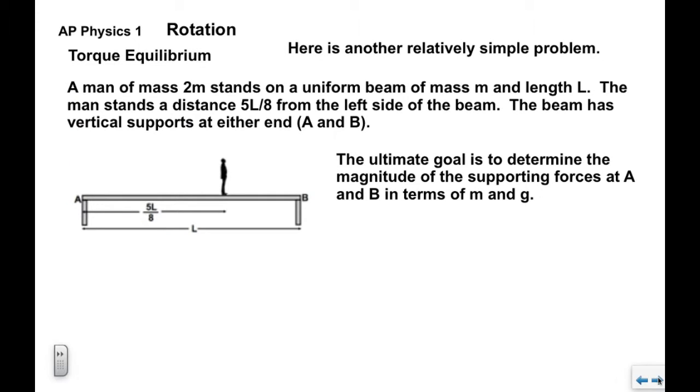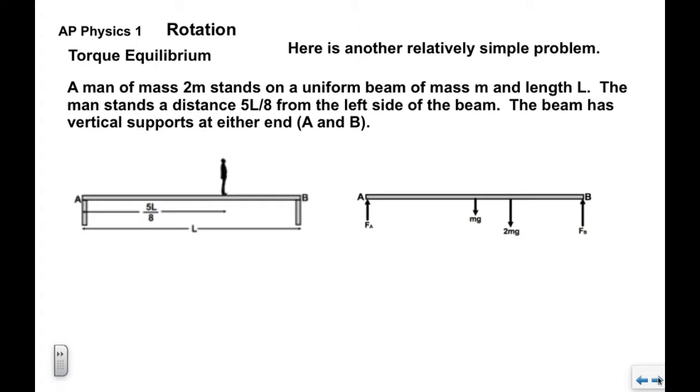Now, we have another situation here. We've got a man standing on a uniform beam, mass M, length L. The man's mass is 2m. He stands some distance away from the left end, 5L over 8. The beam has vertical supports at either end, A and B. So ultimately what we want to determine is the magnitude of the supporting forces at A and B. They're going to be in terms of M and G.